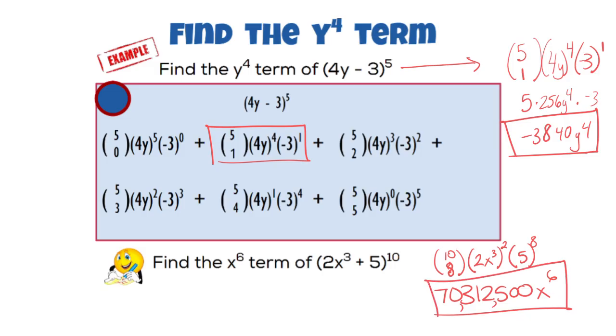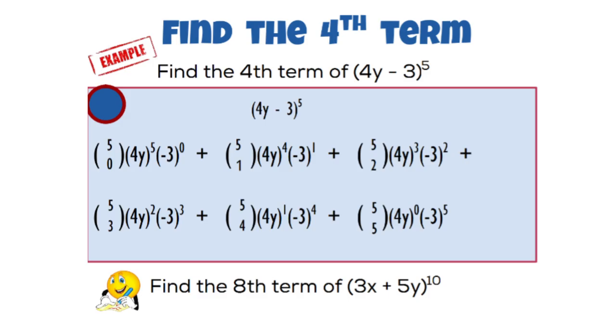Okay, let's try one more type. This is similar, but I'm asking a little bit of a different question. This time it says find the 4th term, not the x to the 4th term. That means something different. The 4th term, okay, so in the example I've given you, here's your 1, 2, 3, 4th term.